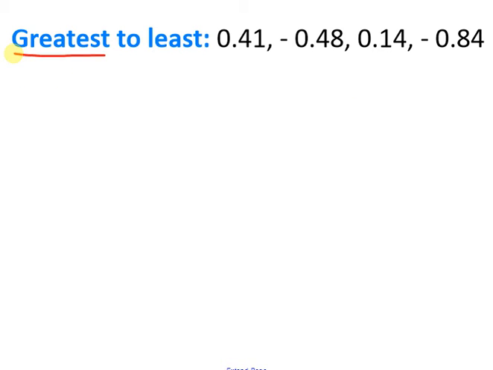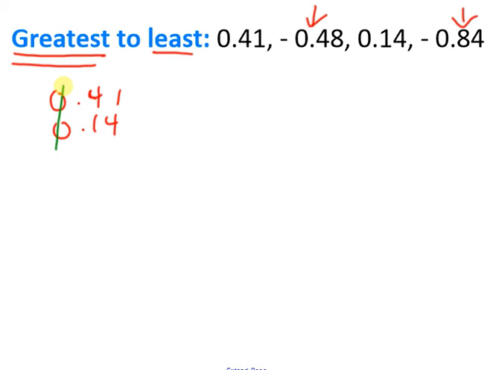All right, here I'm going greatest to least, but now I've given you some negative numbers. Like I said before, handle them separately. Because I'm going greatest to least, though, I know my positive numbers are going to be first, so I'm going to deal with them first. So I have 2.41 and 0.41 and 0.14.